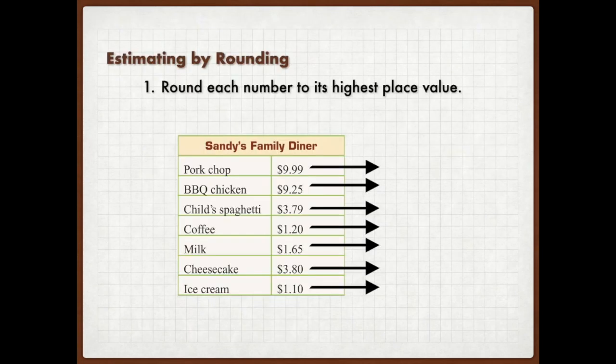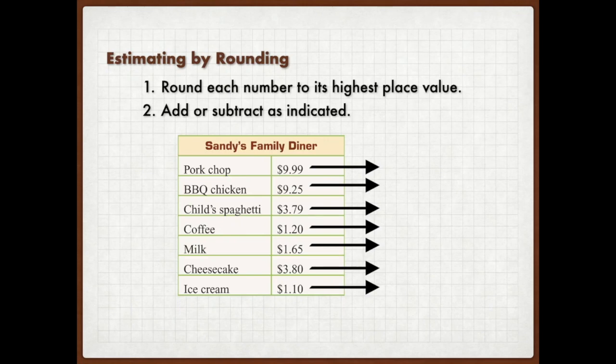Okay, here we have some food at Sandy's Family Diner, and then we have the prices to the side there. Now we're going to go ahead and round each to the highest place. So $9.99. Now we're going to estimate by rounding. And what this is talking about basically is rounding at the highest place value. So we're going to round each number to its highest place value. And then we're going to go ahead and add and subtract to find the estimated total.